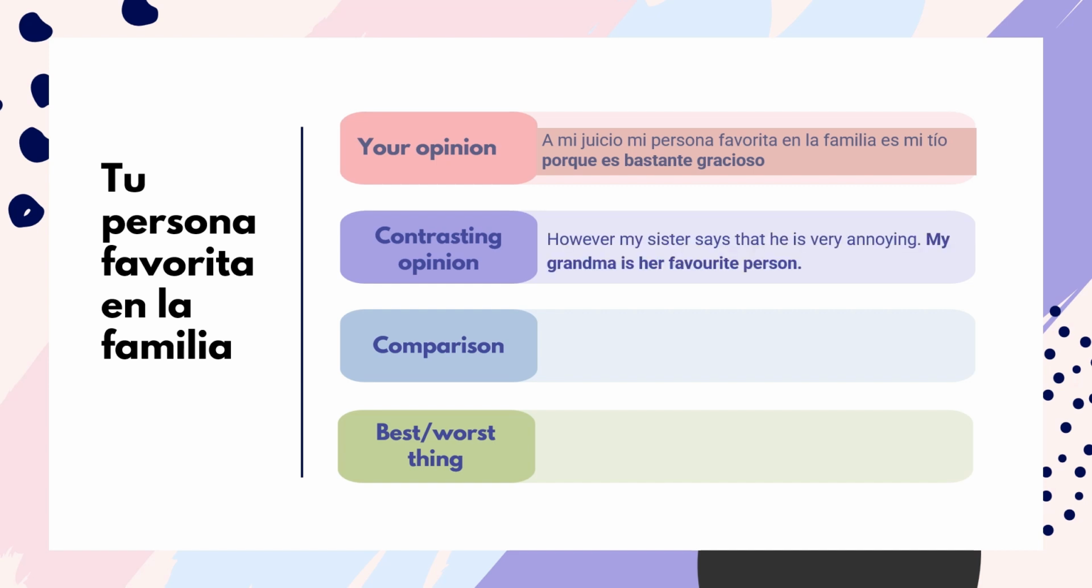Then the second sentence will be, however, so I'm now contrasting my opinion, my sister says that he is very annoying. My grandma is her favorite person. And remember what we said earlier about how you say his or her. So pause the video again. Okay, so the answer to this is, sin embargo, mi hermana dice que es muy molesto. Mi abuela es su persona favorita.